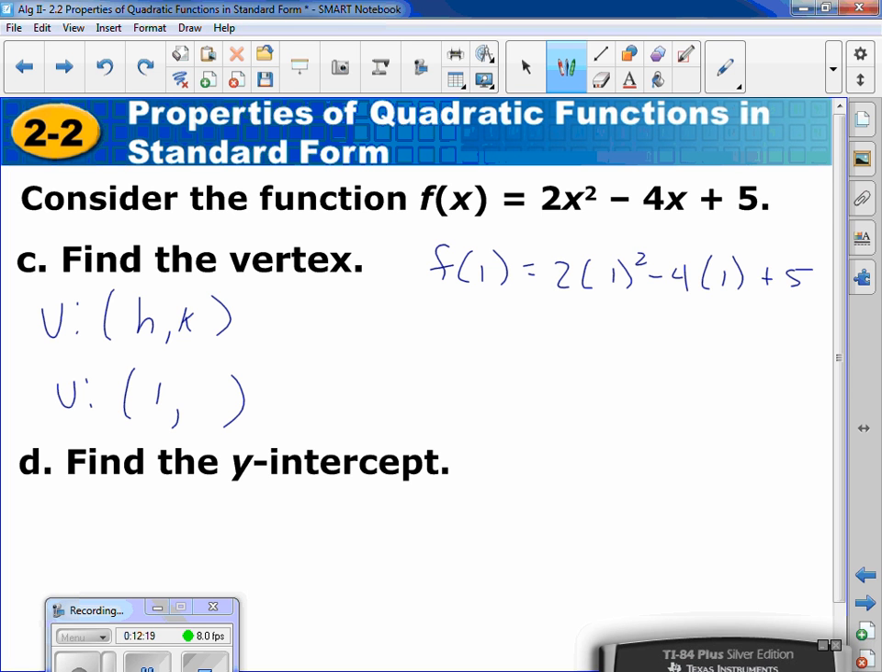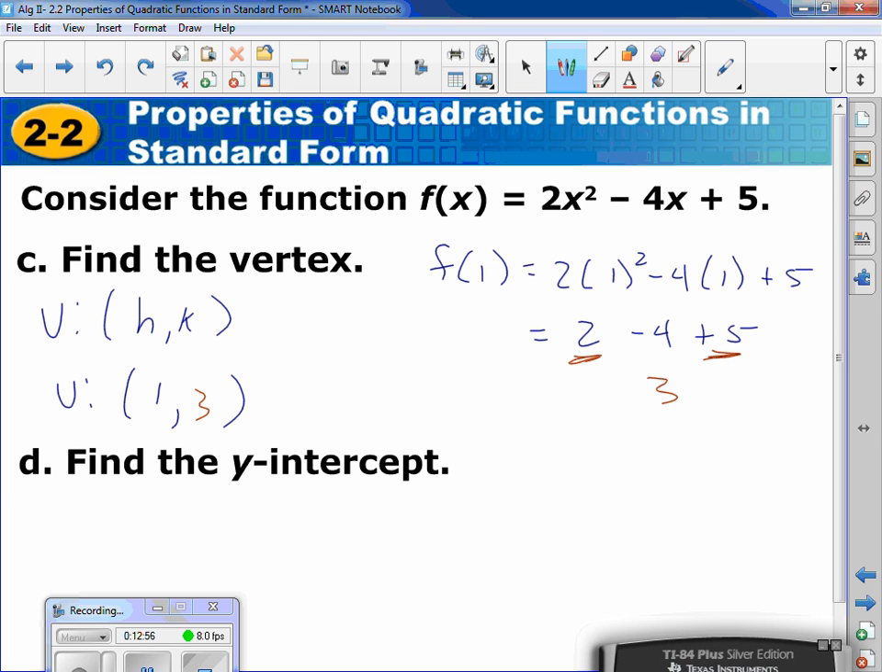What's 1 squared? Times 2 is? What's negative 4 times 1? Negative 4, then plus 5. A lot of you are going to go 2 minus 4 plus 5. But you learned a bunch of properties in Algebra 1 that says I can flip things around. 3 plus 5 and 5 plus 3 are the same thing. Here's what I do. I take 2 and I take 5. My positive numbers, put them together. What's 2 and 5? 7. Now I have a negative 4. What's 7 minus 4?